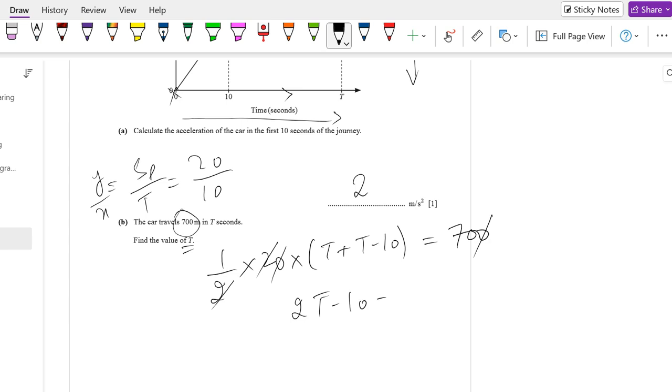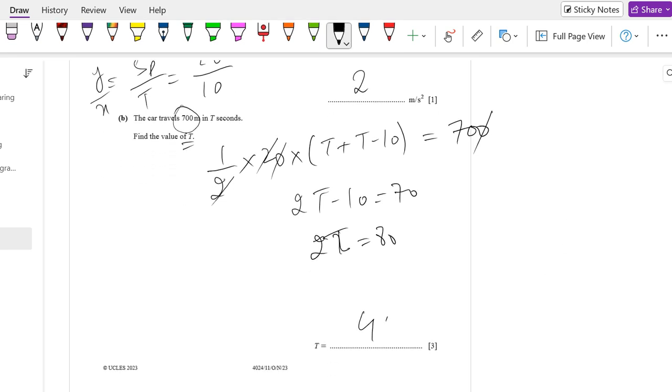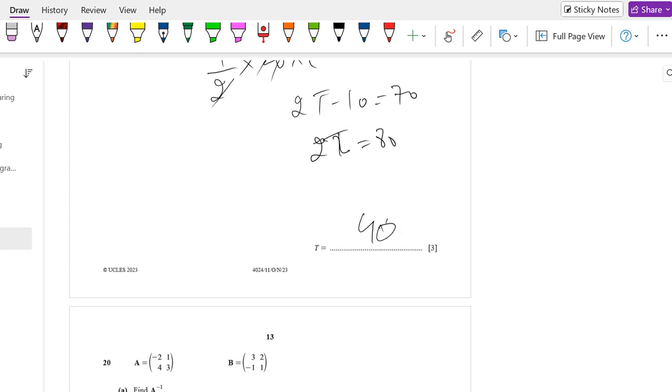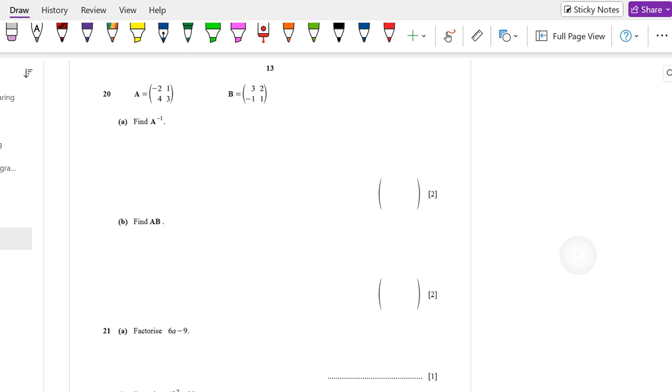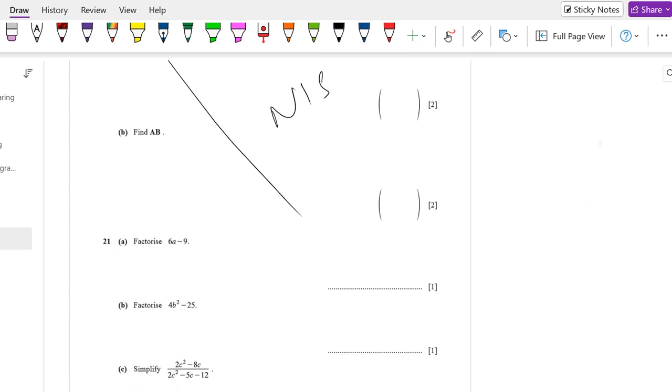2t minus 10 is 70. 2t is 80. Your answer should be 40. Not in syllabus anymore. Only 3 could be factorized.